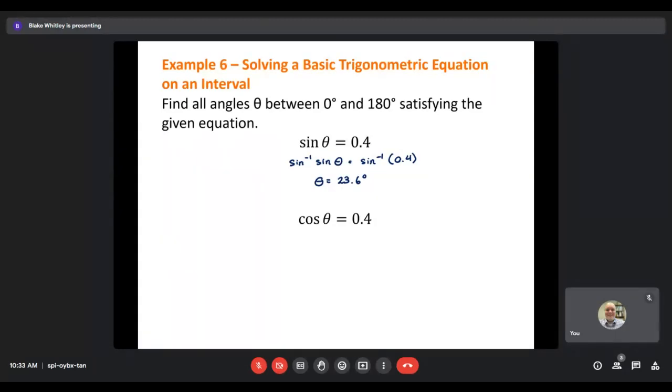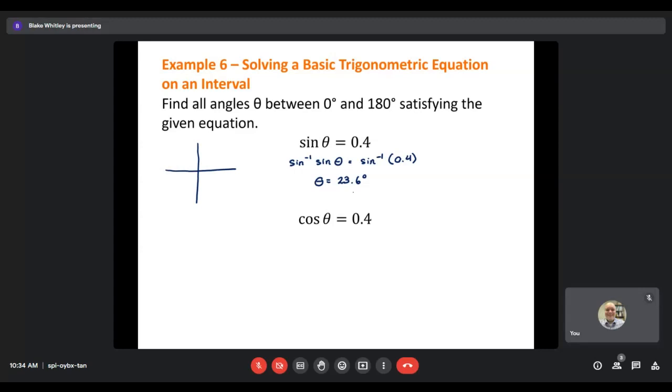Now the question is, is there any other angle between 0 and 180 degrees that would also satisfy this equation? And here's what we have to consider. Sine, we know, is always going to be between negative pi over 2 and pi over 2, meaning we're always going to get a value that's somewhere in the first or fourth quadrant. Because now we're looking between 0 and 180 degrees, now we're actually looking in the first and second quadrants, and so there could potentially be another angle that's somewhere in the second quadrant that would work for this equation. And so that's what we have to look at now.